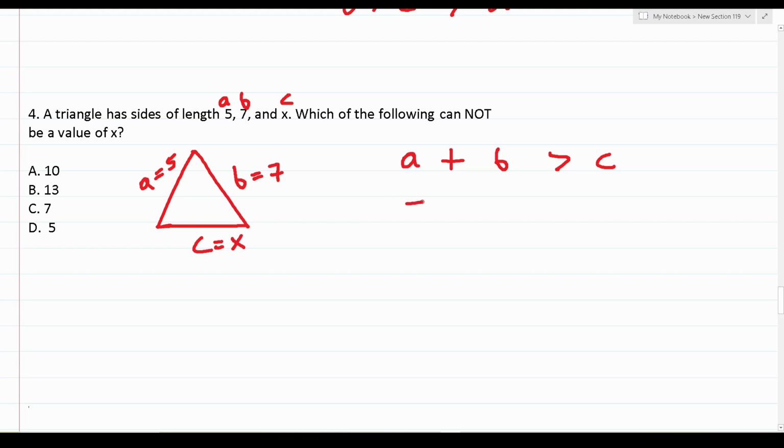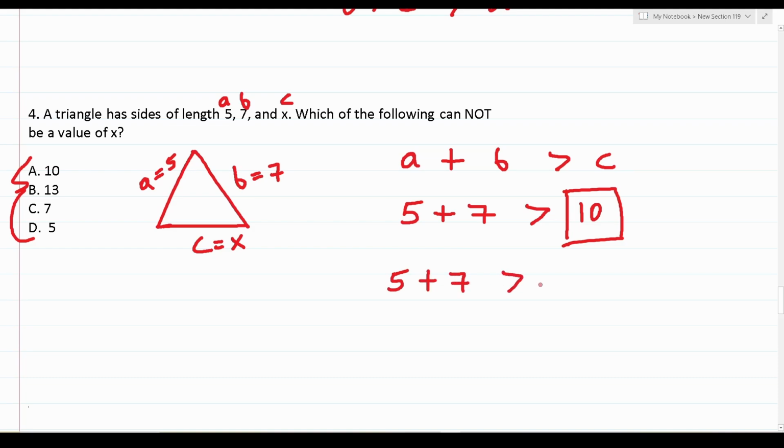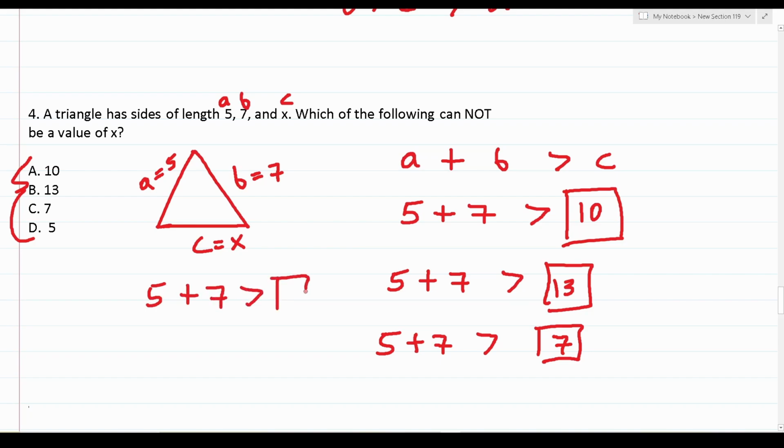So this becomes 5 plus 7 is greater than. And what are we going to plug in for C here? Well, we're going to test all of our answer choices right here. We're going to test 10. Then after that, we're going to test 13. After that, we're going to test 5 plus 7 is greater than 7. And then we're going to test 5 plus 7 is greater than 5. And whichever one of these fails, we'll know cannot be a value of x. So let's go ahead and get started.